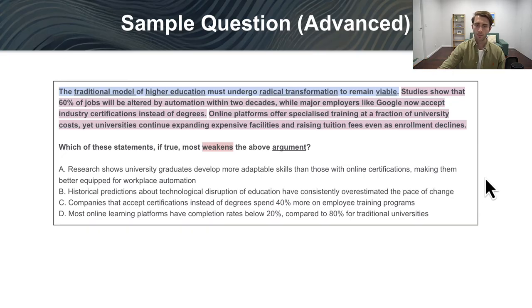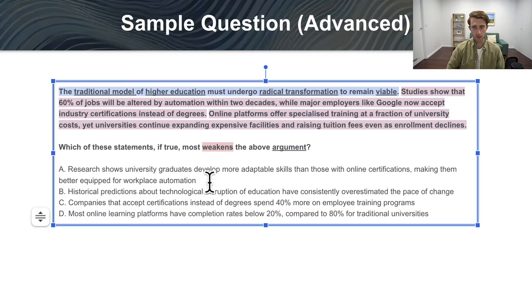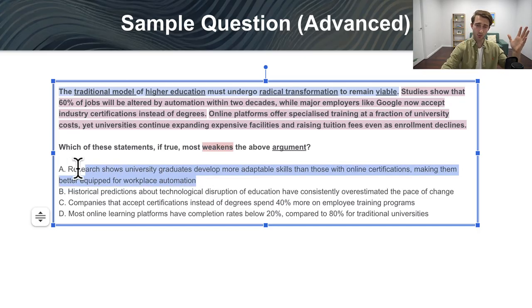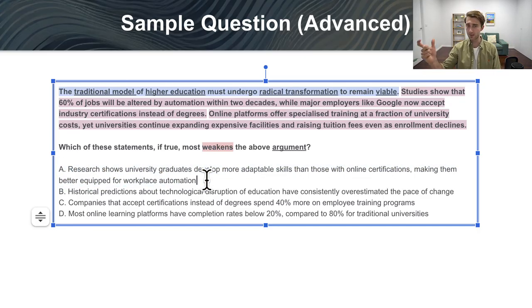Okay, so let's have a look. So the first one here is that research shows university graduates develop more adaptable skills than those with online certifications, making them better equipped for workplace automation. Now, this is looking pretty good to me. So what it's saying is that our conclusion was that the traditional model of higher education must undergo radical transformation to remain viable. But this here is saying, well, that's not really the case, because university students, who are people who attended higher educational institutions, they actually develop more adaptable skills than those with some sort of online certification. So they're better equipped for the changes that are coming.